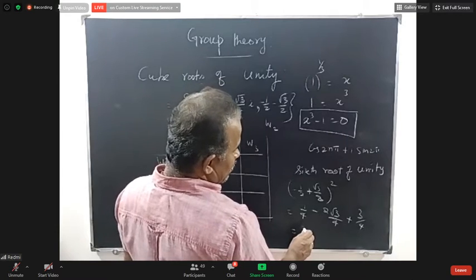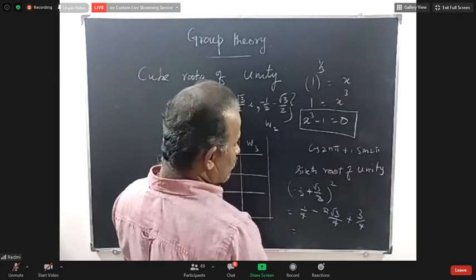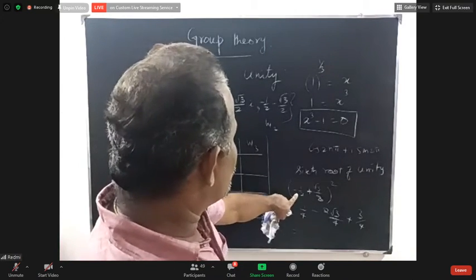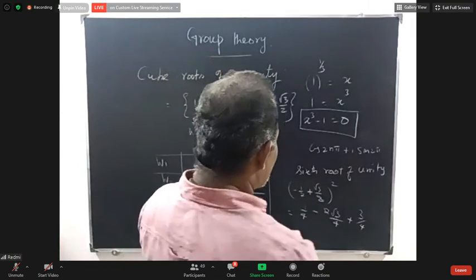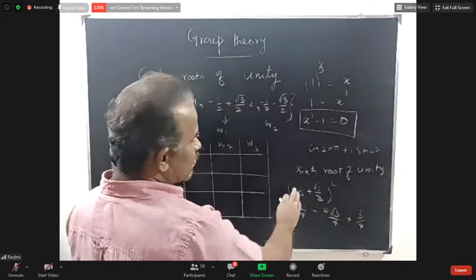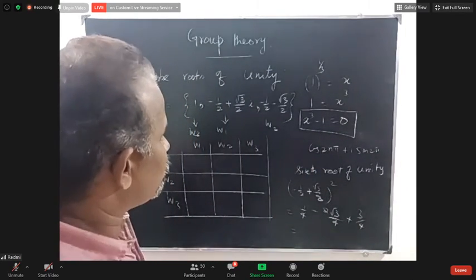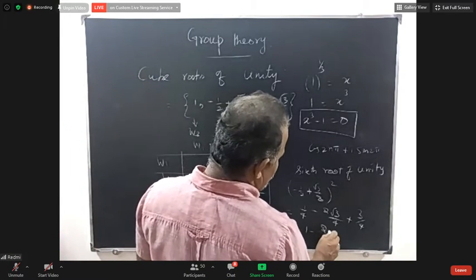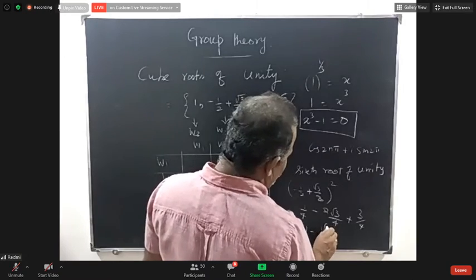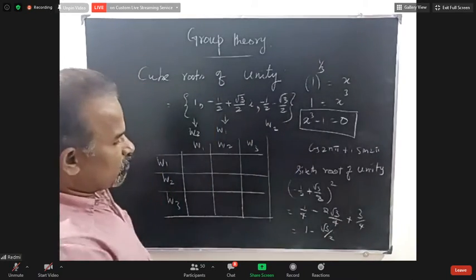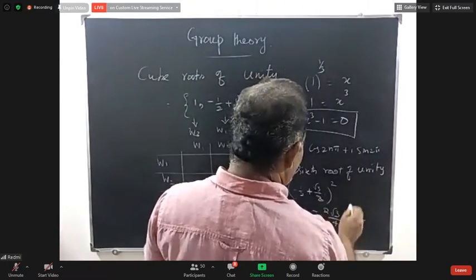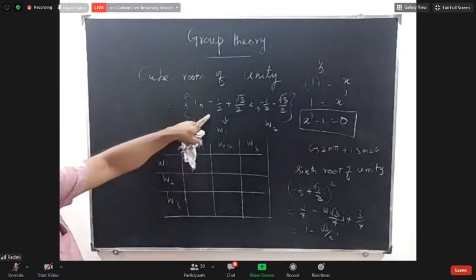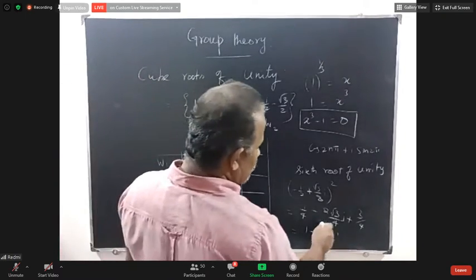Therefore we can write 3 by 4 plus 1 by 4. So this is a square, this is 3 by 4, and this is minus 2 times 3 by 4. So therefore 1 minus 2 root 3 by 4, or otherwise root 3 by 2, 1 minus root 3 by 2 i. Let us take i here. So therefore this is i. Therefore 1 minus, that is 1 by 2, root 3 by 2.